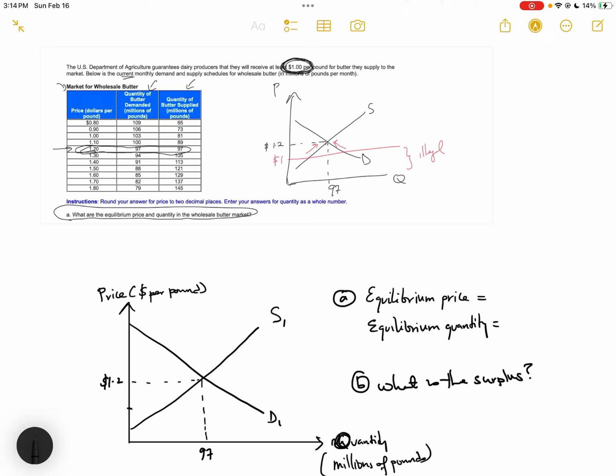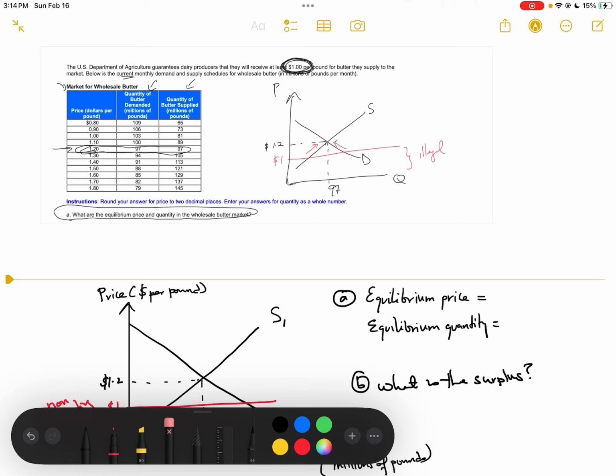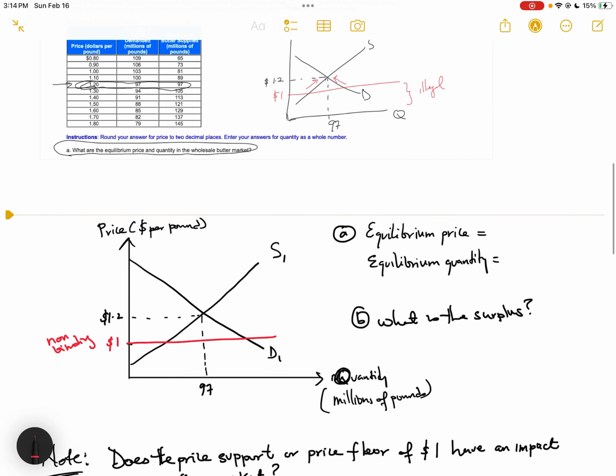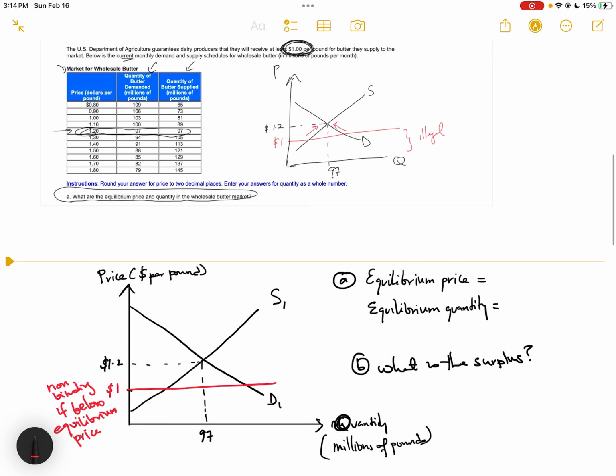All right, let me just get my pencil, put it in red, and put that non-binding price floor here. Now it's non-binding because of the position, right? Non-binding if below, non-binding if below equilibrium price, right?